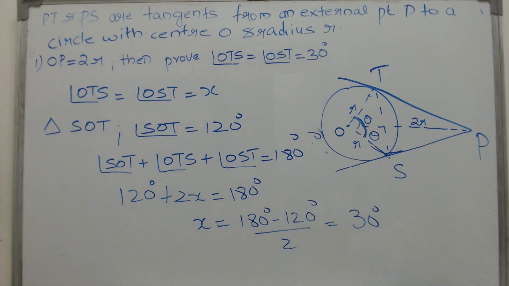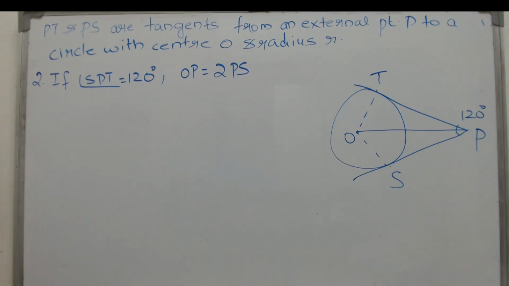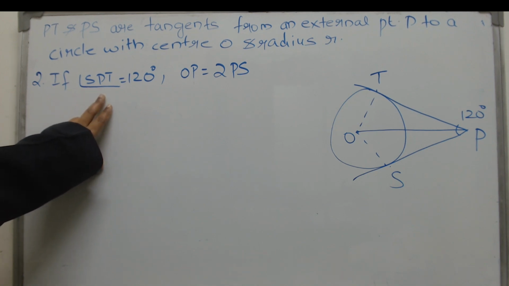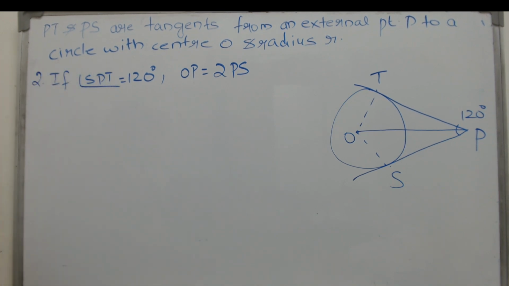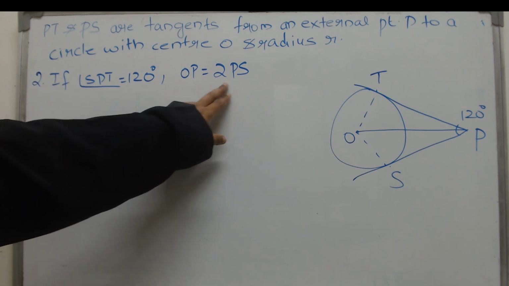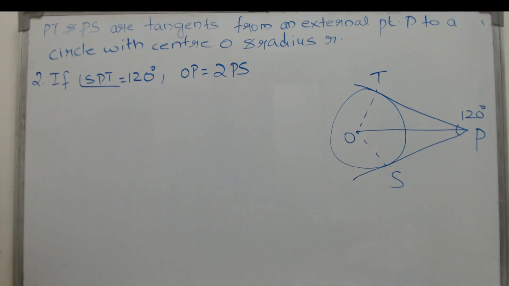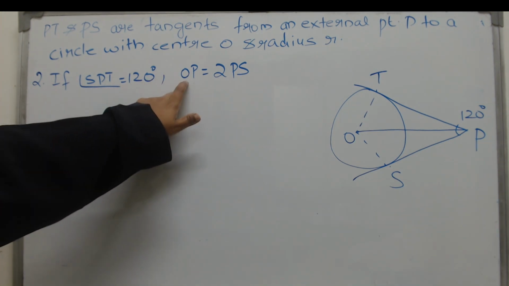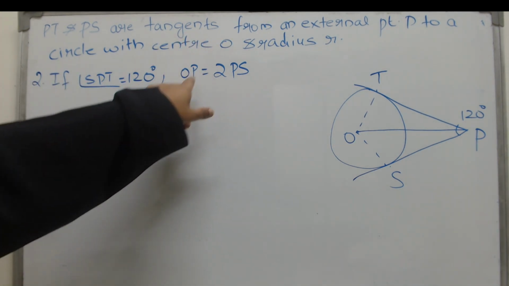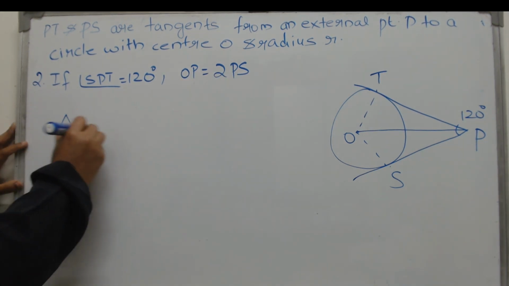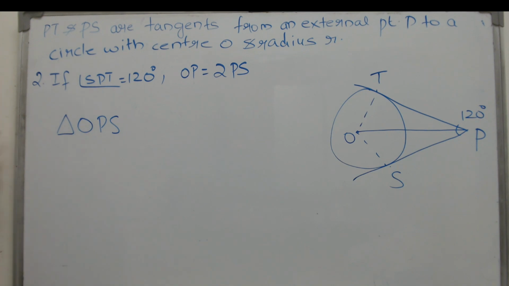Now let's move on to the next question. Now we move on to the next question. Here the angle SPT is given as 120 and you have to prove that such a relation holds. Now what sort of a triangle can you think of which will include both of this OP and PS? It will be triangle OPS. Right? Out of it, what all information do you have?